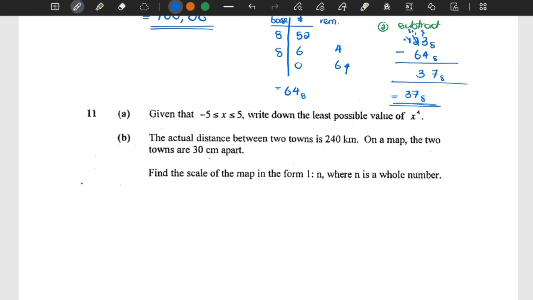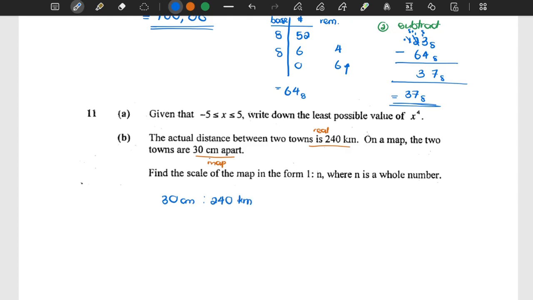For this one, we have not yet done the topic, at least on 11A, but 11B, so 11A is not part of real numbers, but 11B says the actual distance between two towns is 240 kilometers. So this is the real distance. On a map, the towns are 30 centimeters apart. Find the scale of the map, where n is a whole number. So we have 30 centimeters representing 240 kilometers.